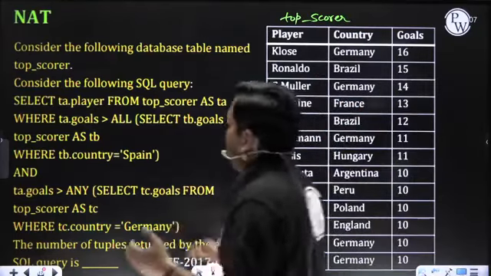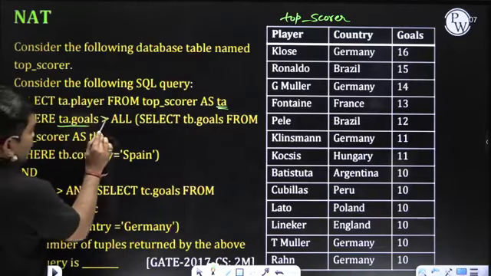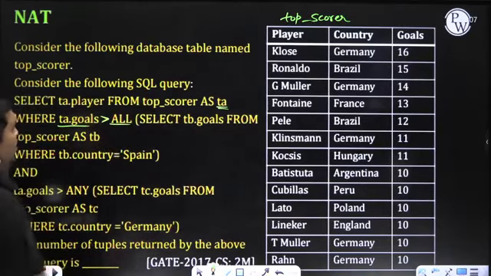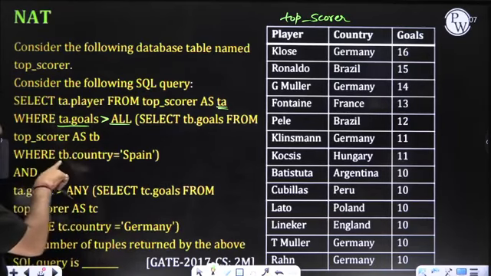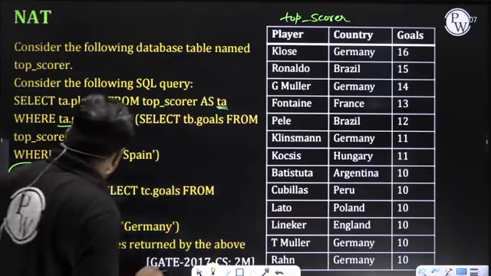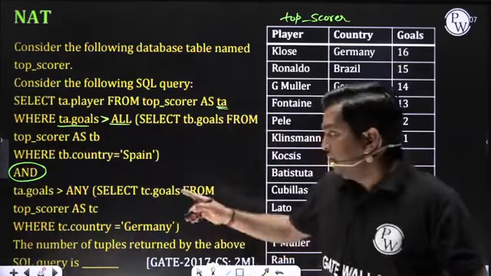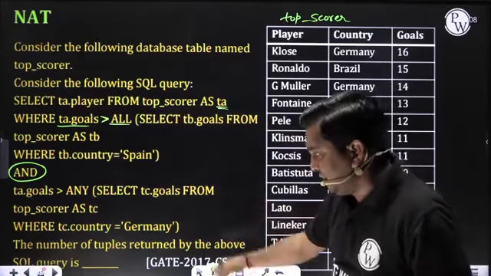Select TA.player from top scorer as TA where TA.goal is greater than all (select TB.goal from top scorer as TB where TB.country equals Spain), and TA.goal is greater than any (select TC.goal from top scorer as TC where TC.country equals Germany).